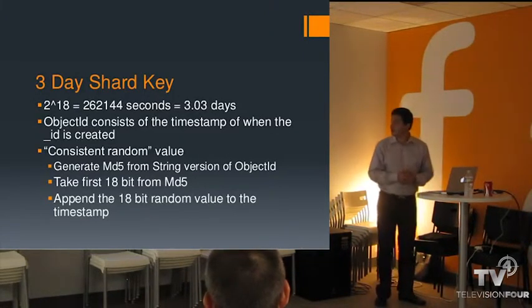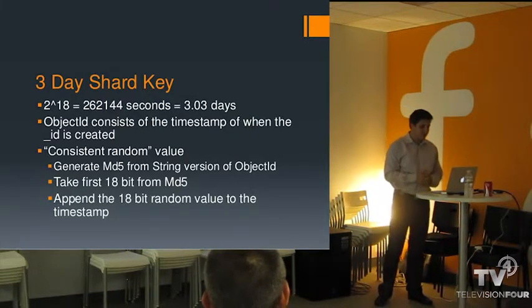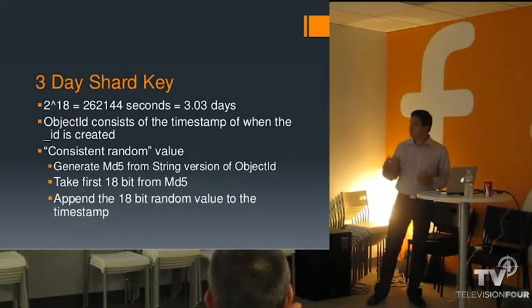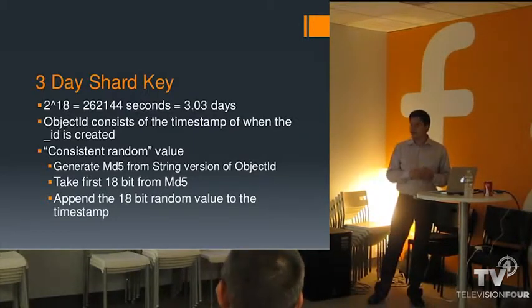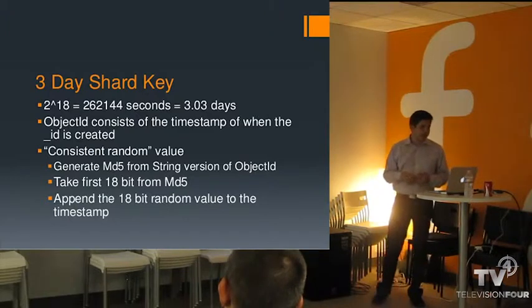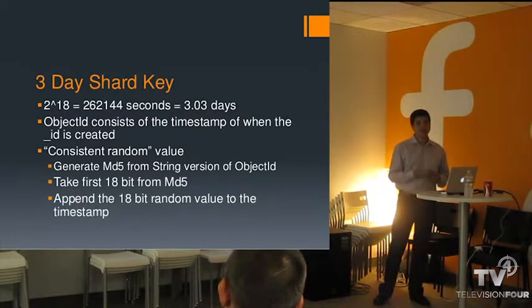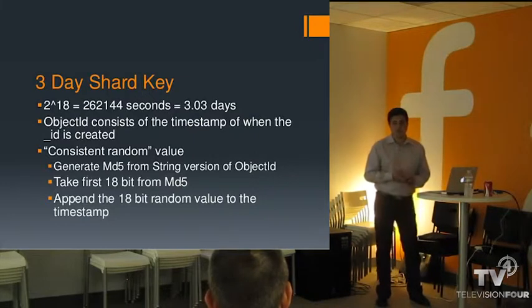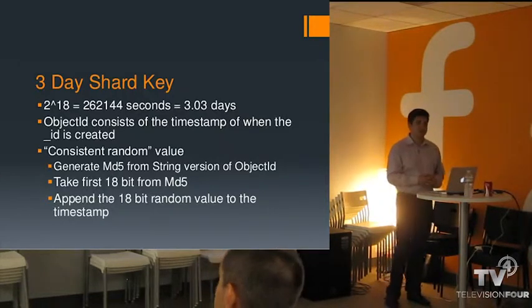So how do you create a 3-day shard key? Well, 2 to the power of 18 will equal approximately 3 days. And we know that an object ID consists of a timestamp from when the ID is created. We want to generate some kind of consistently random value, which we know is going to be fairly evenly distributed. So we can take the MD5 of the string version of the object ID, take the first 18 bits of that MD5, and then append it to the timestamp of the object ID. So that's one way. Obviously ours might not be 3 days, but that's one good way we figured out to create a shard key.